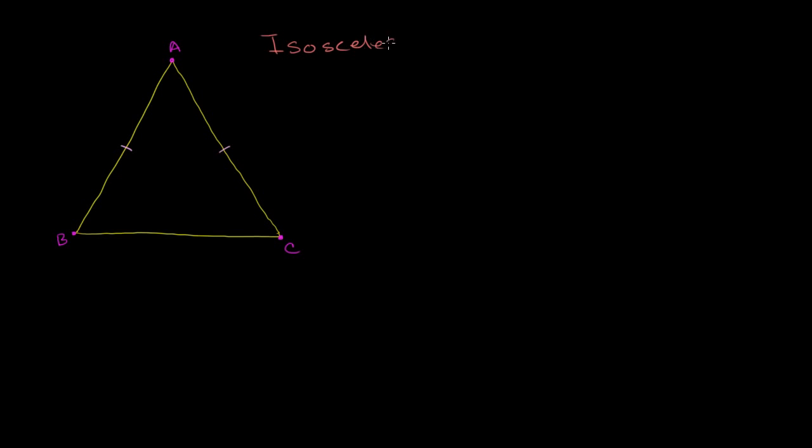Isosceles triangle, one of the hardest words for me to spell. I think I got it right. And that just means that two of the sides are equal to each other.